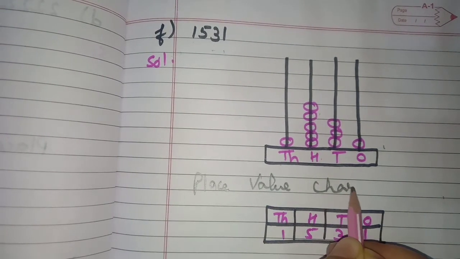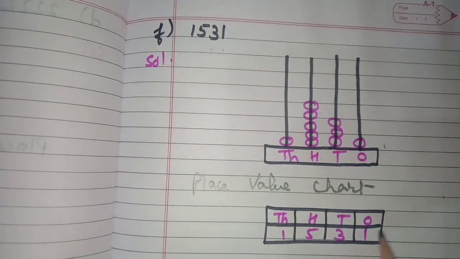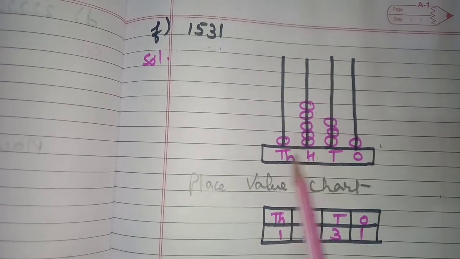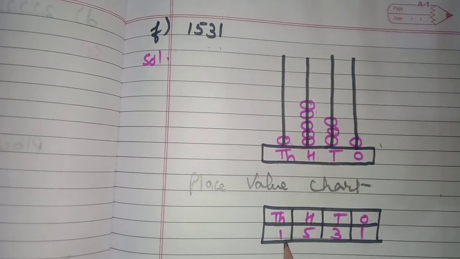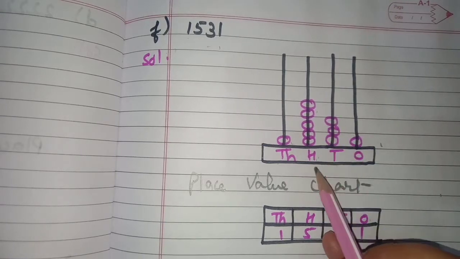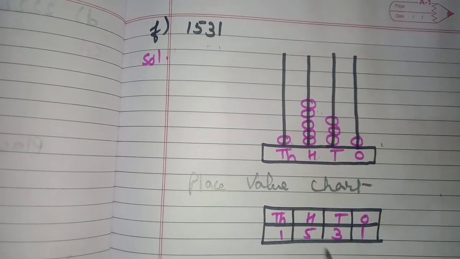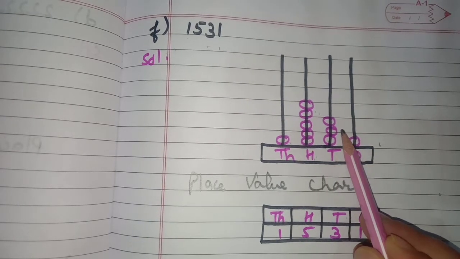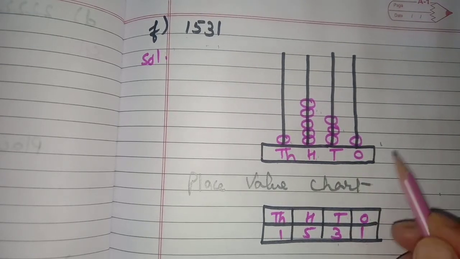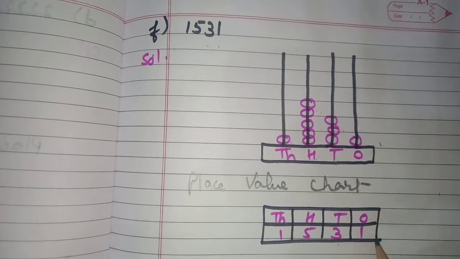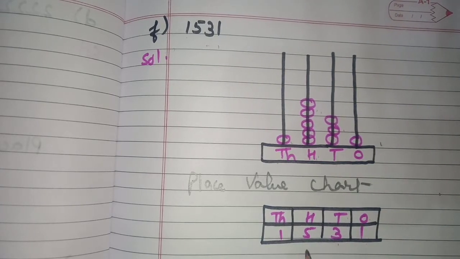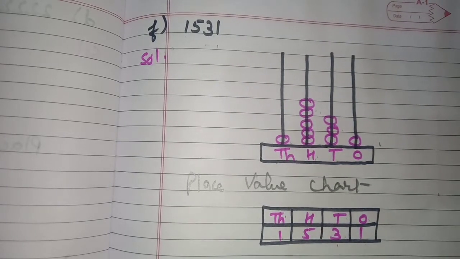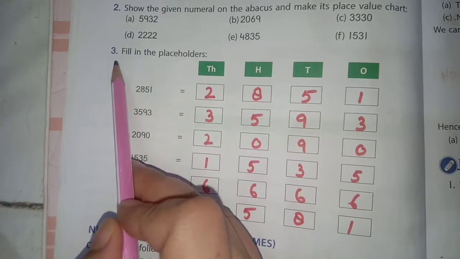Okay, so first of all mention the places, ones, tens, 100, 1000. Then start writing the number from here. At thousands place, there is 1 bead, so write 1. At hundreds place or hundreds spike, there are 5 beads, so write 5 under the hundreds place. On the tens spike, we have 3 beads, so write 3 under the tens place. On ones, we have 1 bead, so here we will write 1. So the number is 1531.